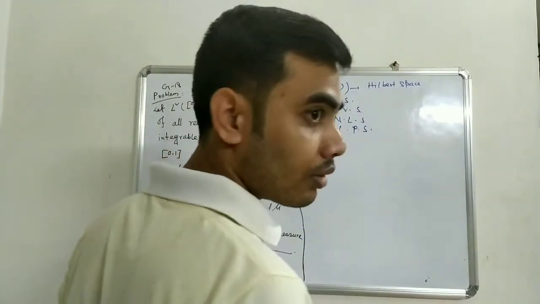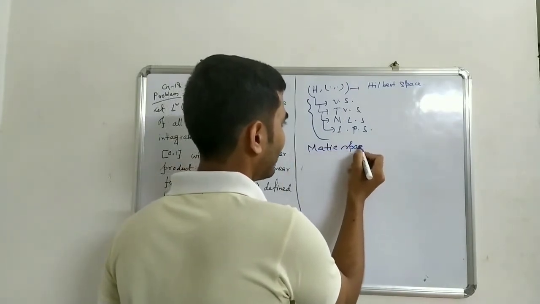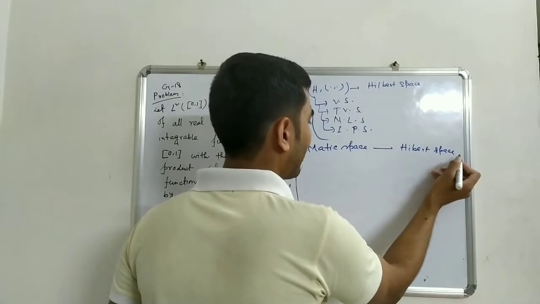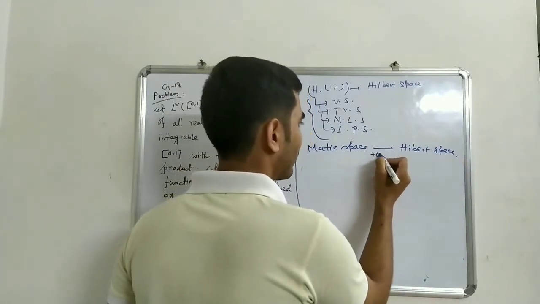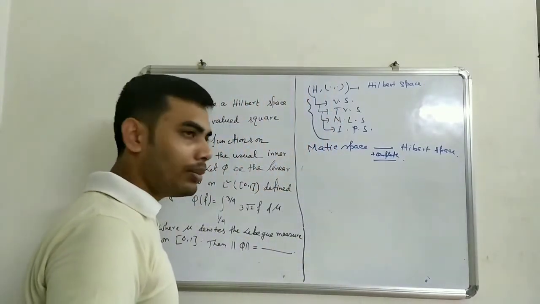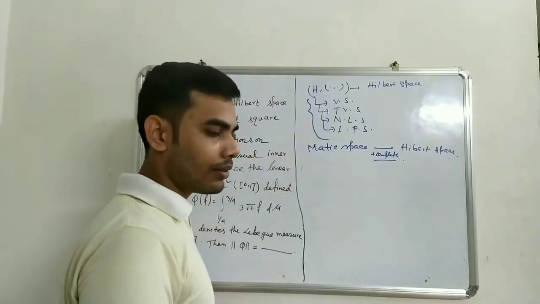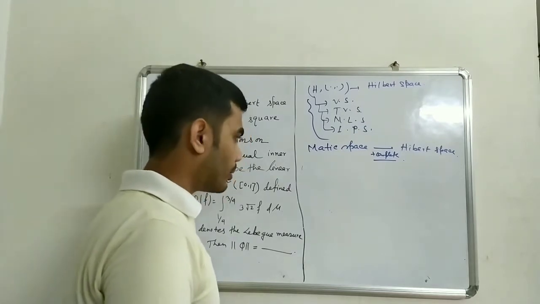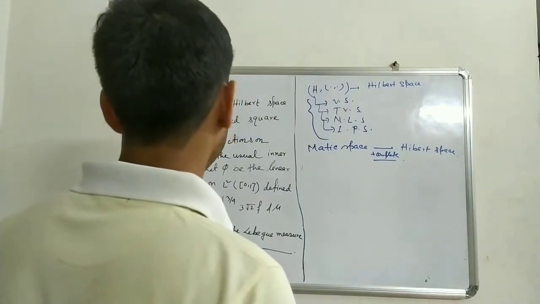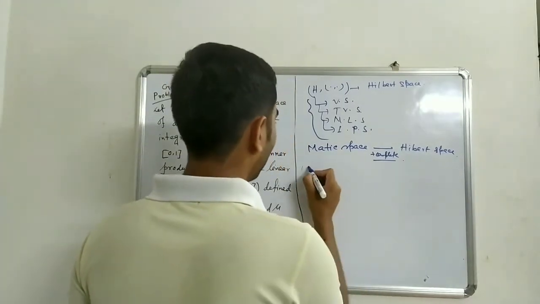And when do we say that a metric space is called a Hilbert space? If a metric space is complete, then we say that this is a Hilbert space. So a complete metric space is also called a Hilbert space, and the dimension of the Hilbert space may be finite or infinite. That does not matter. Clear? So this is the concept about the Hilbert space. Now here it is also given L2[0,1]. Now what is L2[0,1]?